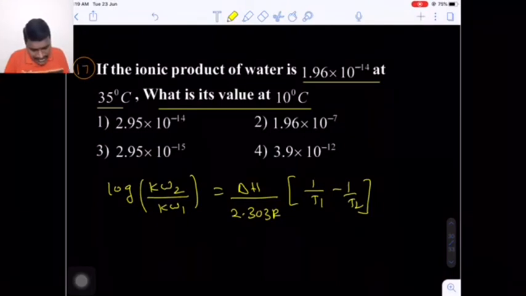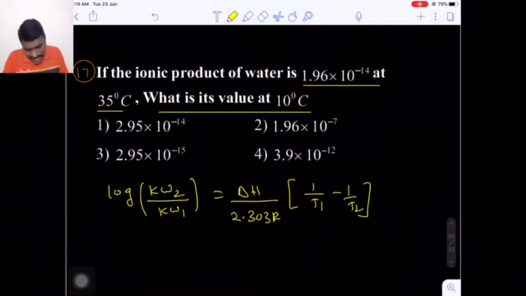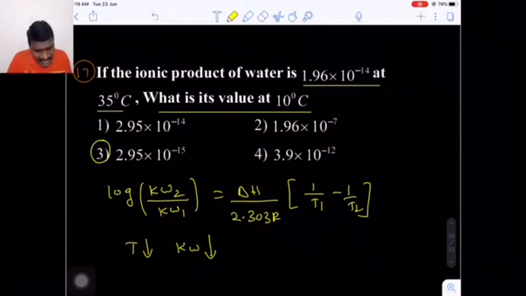Otherwise, one simple short technique here. Temperature goes from 35 to 10 degrees, which means the temperature decreases. As the temperature decreases, Kw also decreases. That means out of the 4 options, which value is less than the given Kw value? Only option number 3. So we can directly conclude the answer. Otherwise, if all the options were less than the given Kw, then we would have to calculate the absolute value with the help of the relation.